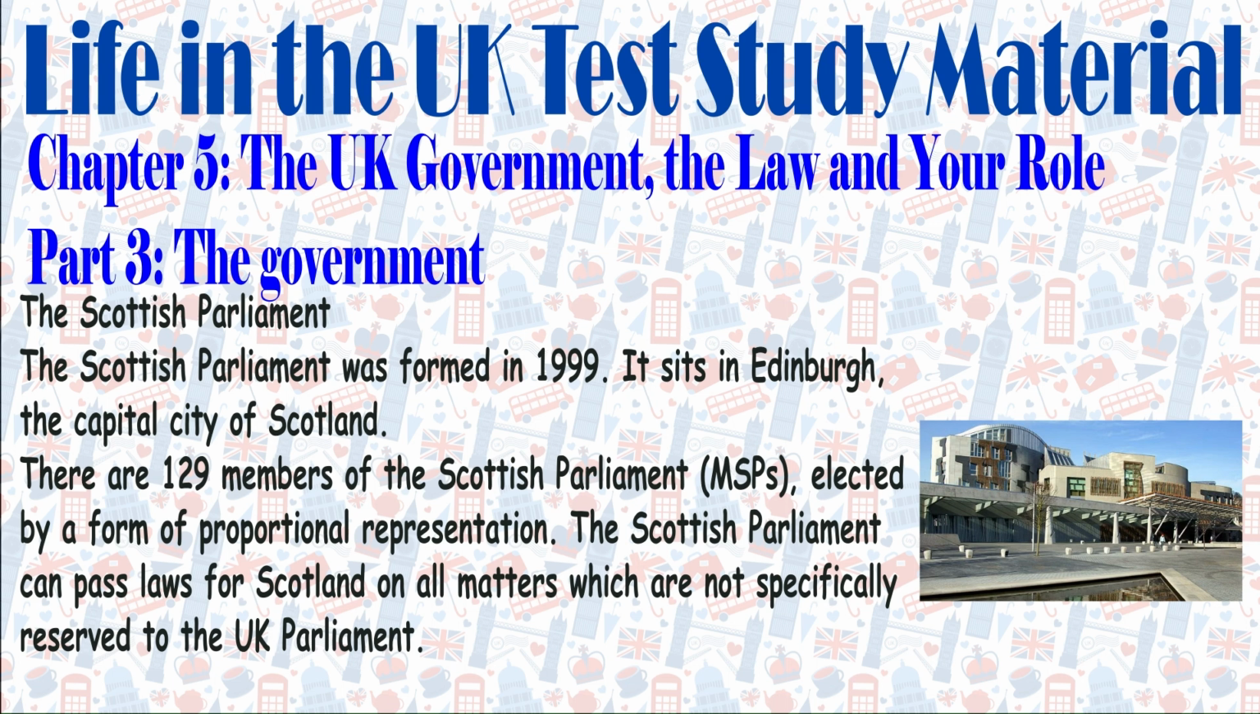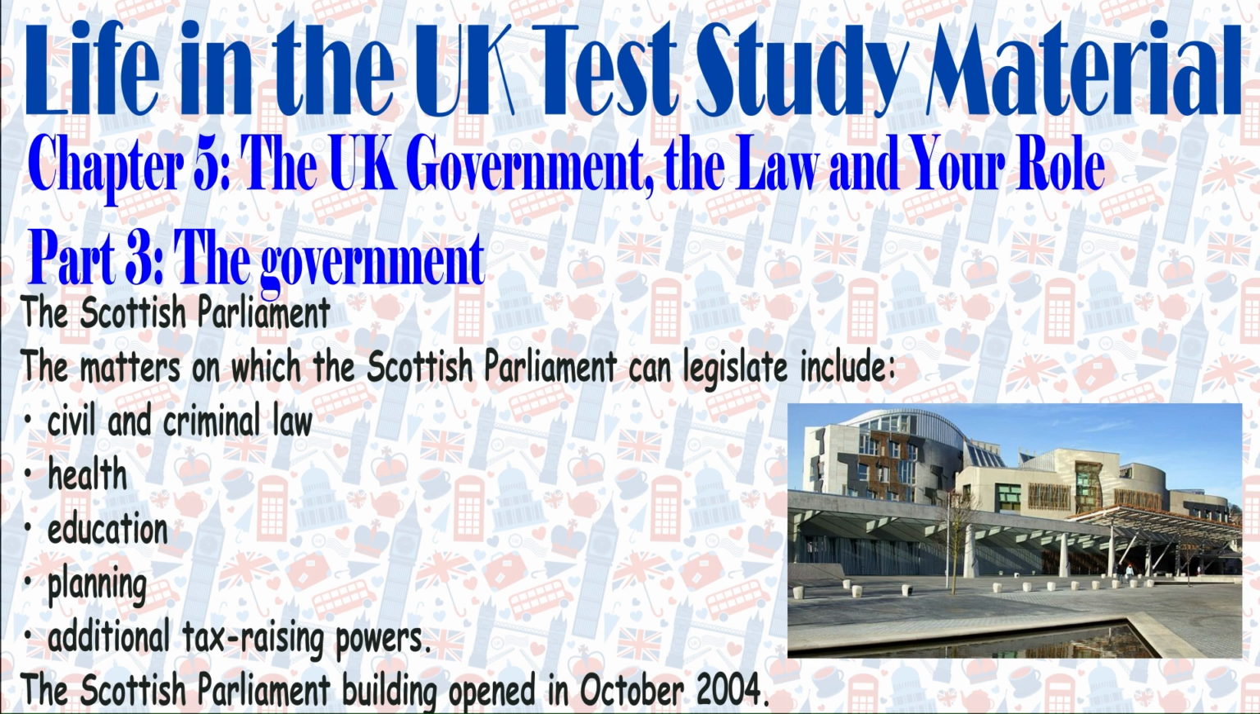The Scottish Parliament. The Scottish Parliament was formed in 1999. It sits in Edinburgh, the capital city of Scotland. There are 129 members of the Scottish Parliament, MSPs, elected by a form of proportional representation. The Scottish Parliament can pass laws for Scotland on all matters which are not specifically reserved to the UK Parliament. The matters on which the Scottish Parliament can legislate include civil and criminal law, health, education, planning, additional tax-raising powers. The Scottish Parliament building opened in October 2004.